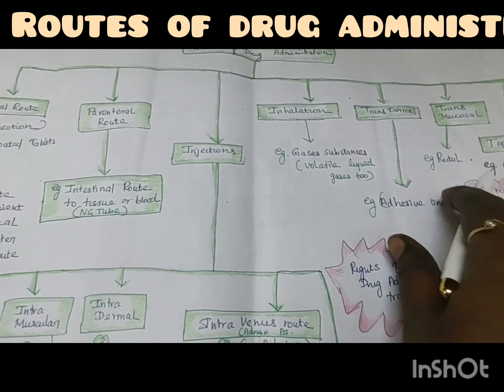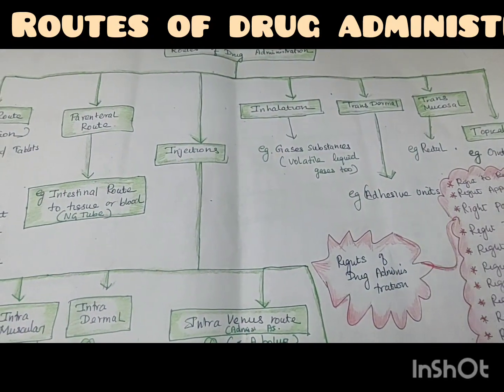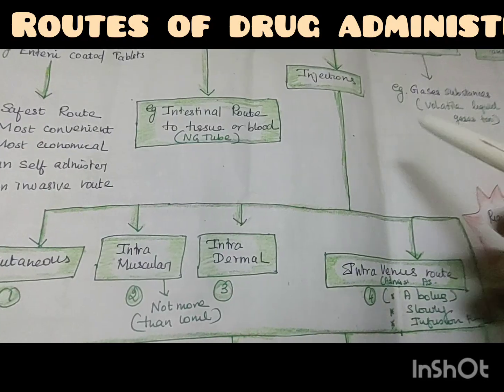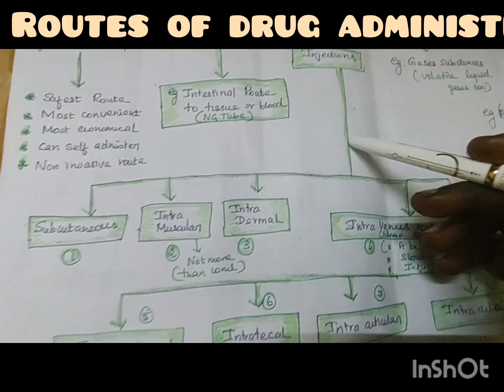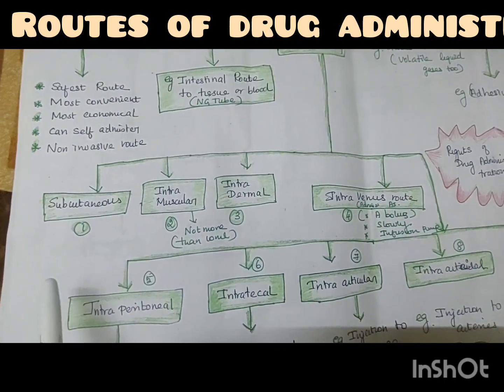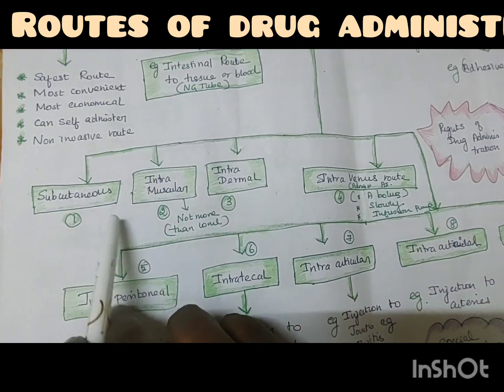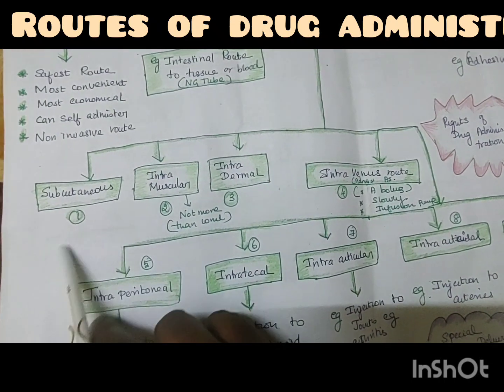And then transmucosal, it will be rectal. And topical is the ointment form that we give topically. The very important one is called injections. So what types of injections are there? There are various different types of injections. It is called the subcutaneous.